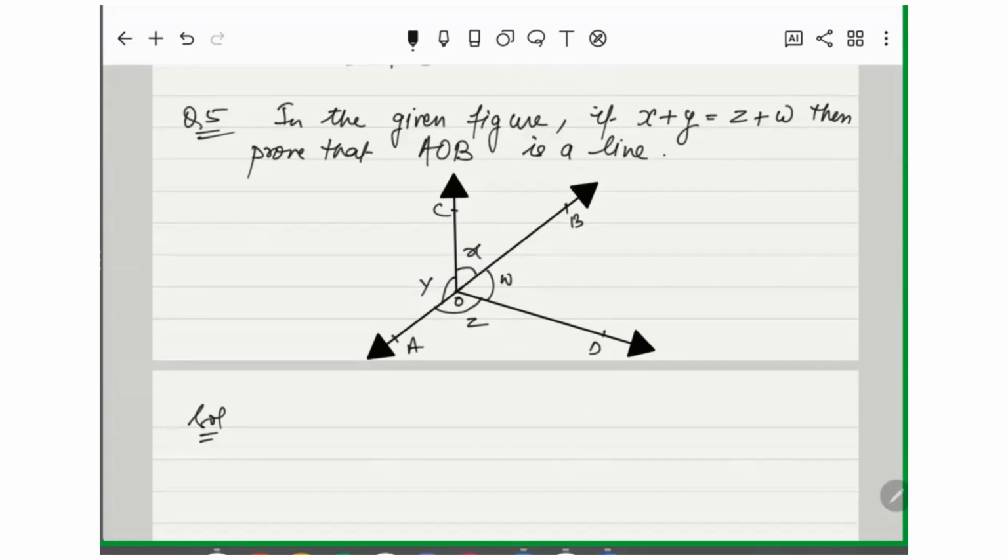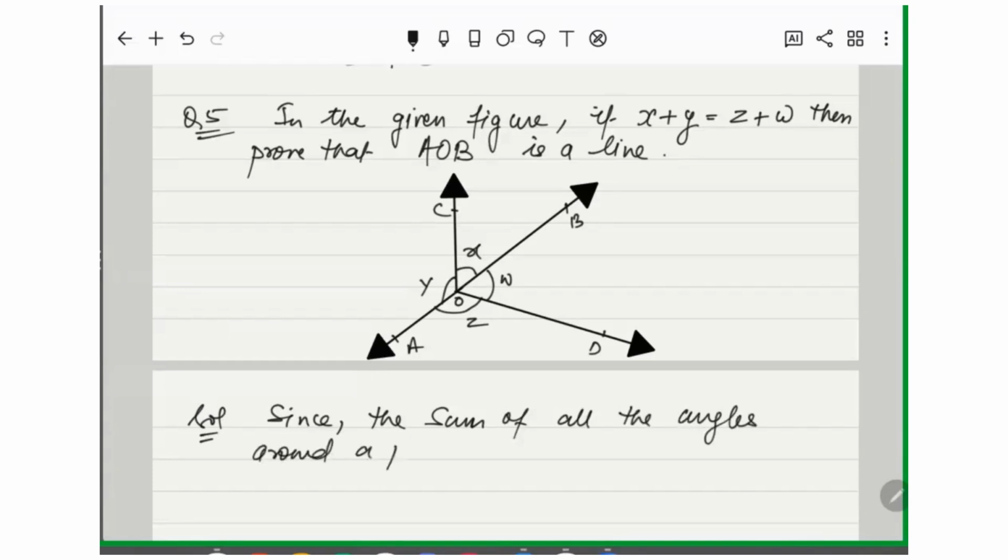As we know that the sum of all the angles around a point is 360 degrees, right? Okay. Write down, since the sum of all the angles around a point. And what is that point here? O, right? Around a point O is 360, right? So whatever angles are there around this point, their sum is always equal to 360 degrees. That means what?